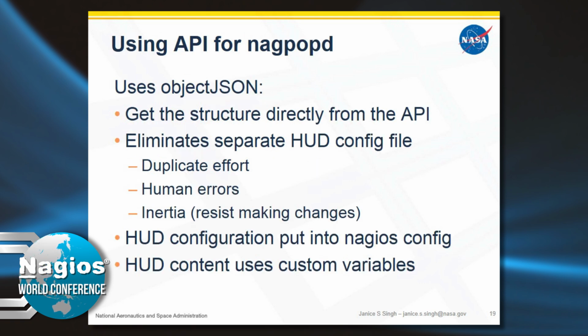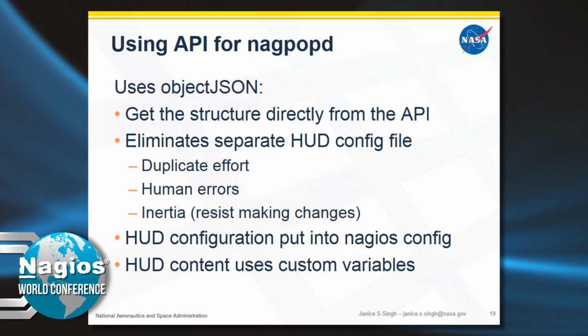We use the object JSON to get all the structure of Nagios. That means we no longer have to have that separate configuration file that was used by DayTag. Having two configuration files is always a bad idea. For one thing, it's inefficient because you're having to double everything you do. It's more places to make mistakes, so more errors come in. Sometimes you're in a hurry and you don't do both of them correctly, and then you never go back and fix it, and things get to be a big mess.